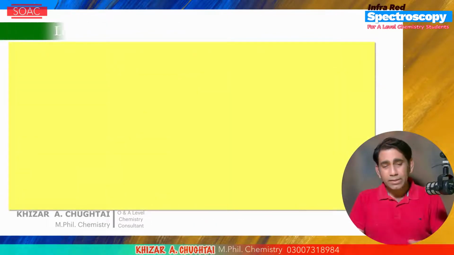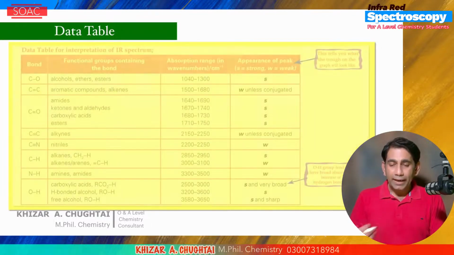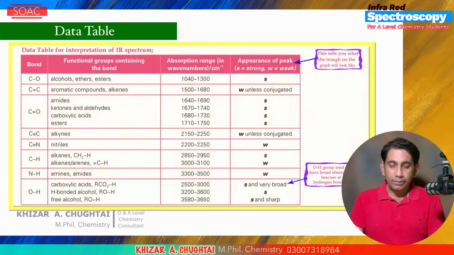The next one is the data booklet or data table. In the data table, there are different columns. Column 1 shows the bond, the nature of the bond. It shows the functional group containing the bonds. This one shows the range of absorption. And the last column is for strong and weak signals.